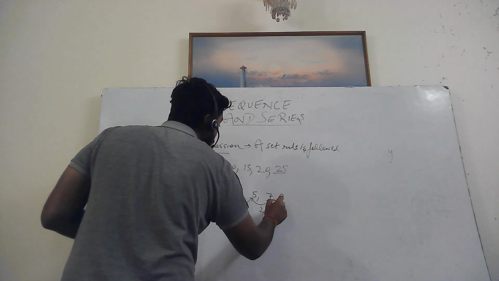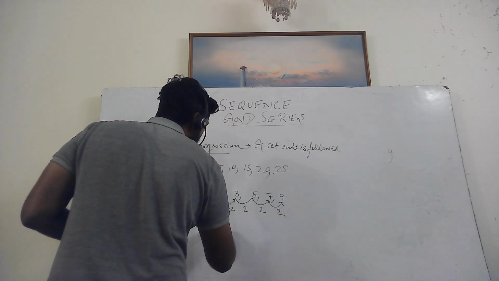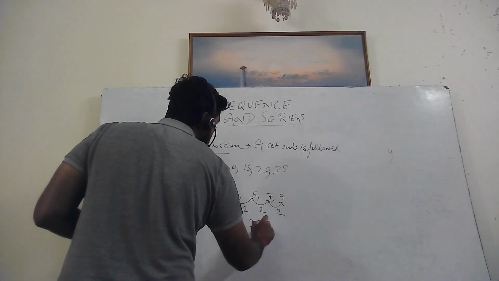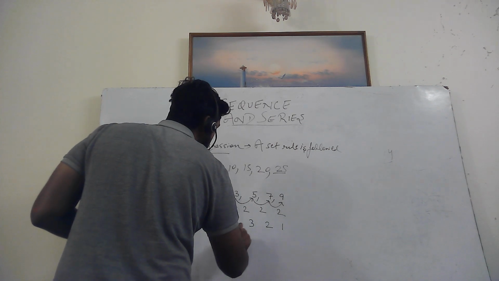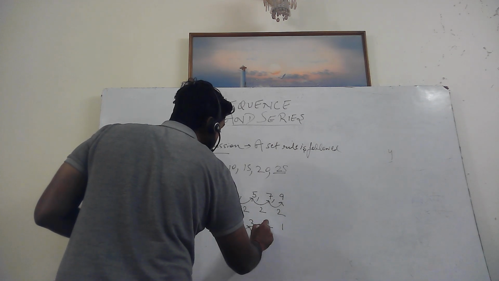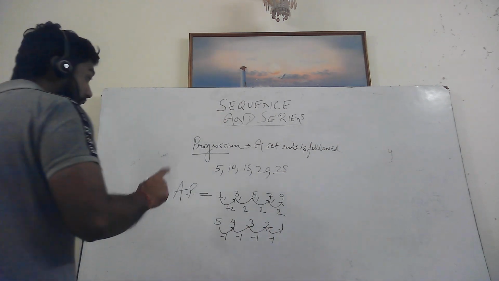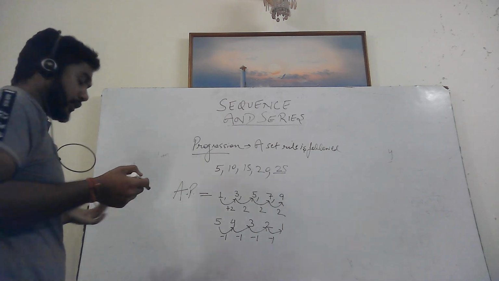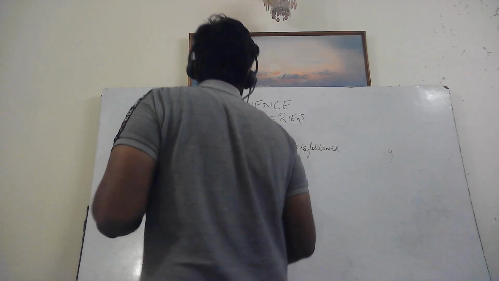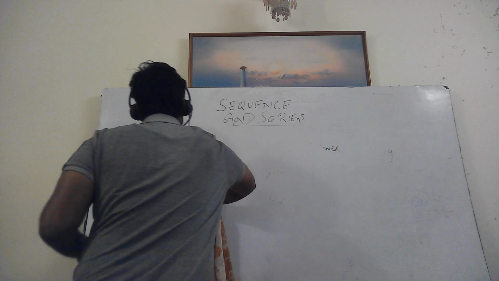Similarly, if I write down 5, 4, 3, 2, 1, what am I doing? I'm adding minus 1, minus 1. So we are adding the same number, minus 1, to obtain the next term. Clear? So that type of progression is known as an AP. So let's now deal with this AP in a bit more detailed manner.